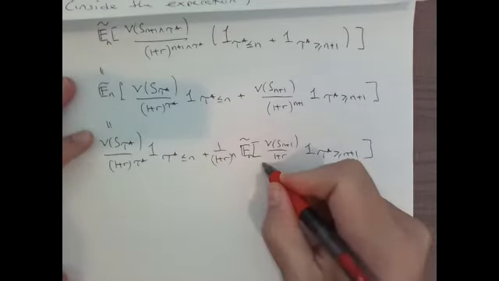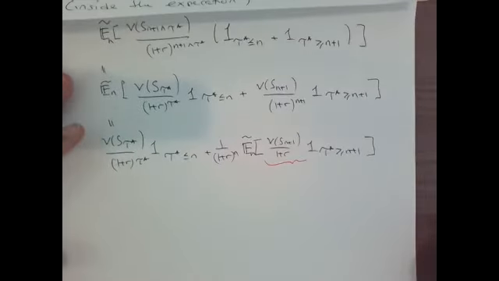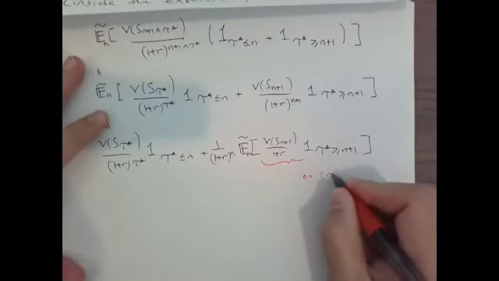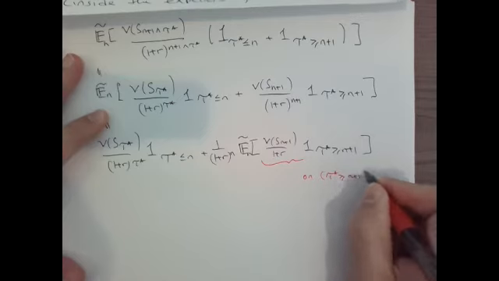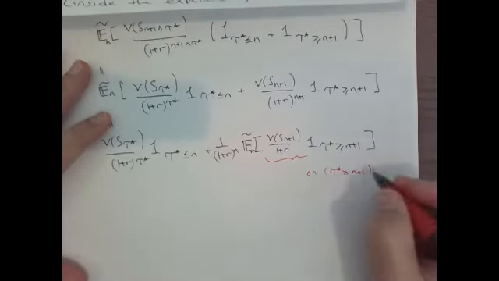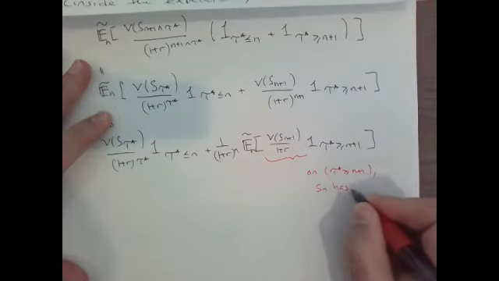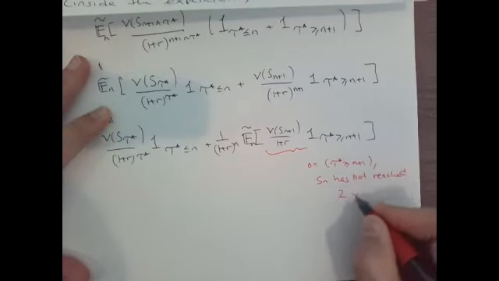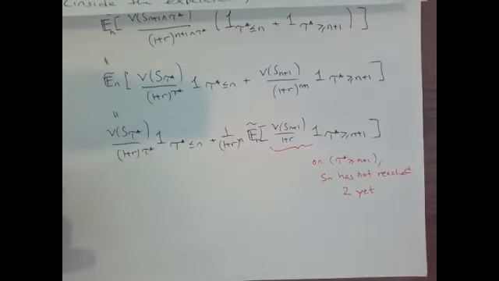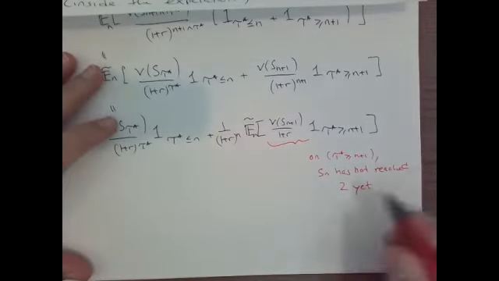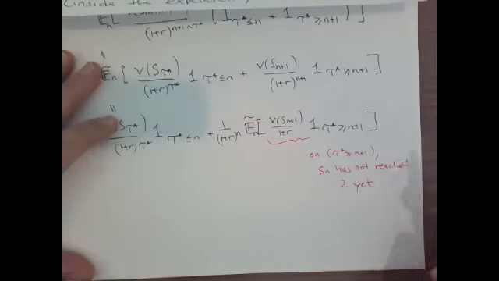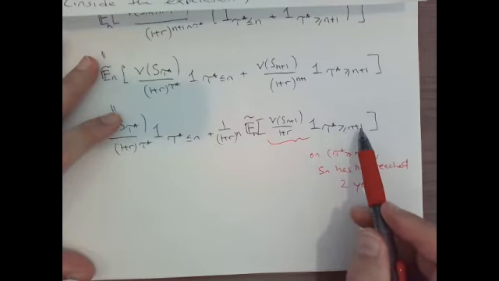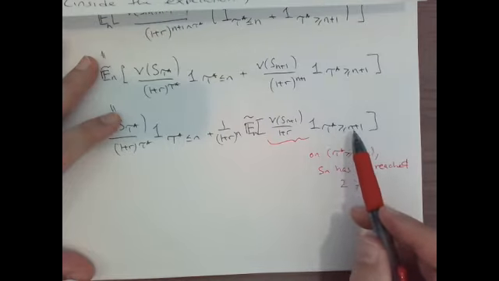So what is this quantity here equal to? Well, you know that on this set where tau is bigger than n plus 1, Sn has not reached, what was it, 2 yet. On this set, Sn has not reached the 2 yet because that time comes no earlier than at time n plus 1. Tau star is the first time, right? So it cannot have reached it at time n.